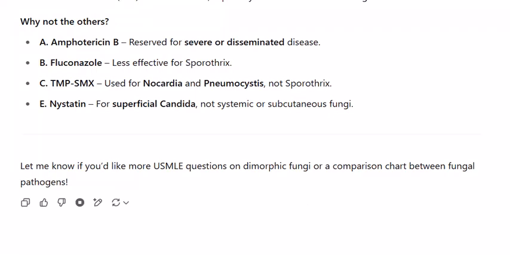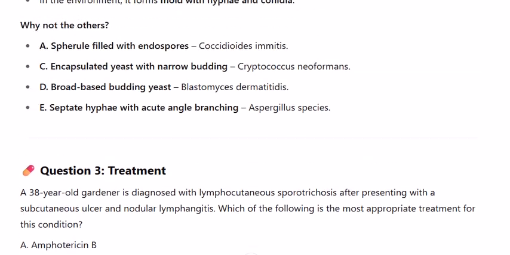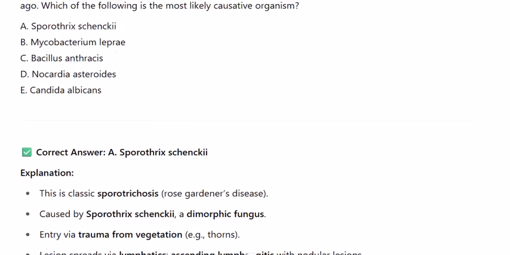This session is focused on Sporothrix schenckii, including clinical features, differential diagnosis, and treatment, with full rationale for the correct and incorrect options.